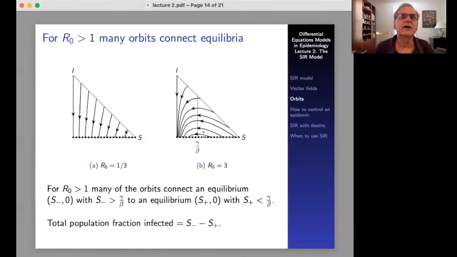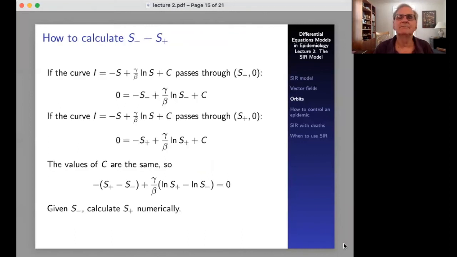So the disease takes off and then dies out right here. At the beginning, the number of susceptibles was S minus. At the end, the number of susceptibles is this smaller number, S plus. You can see the number of people that got the disease. It's S minus minus S plus. The amount that the number of susceptibles decreased is the number of people who got the disease in the course of the epidemic. How would you calculate that? Given S minus, for example, if you knew the situation when the epidemic started, how would you calculate S plus?